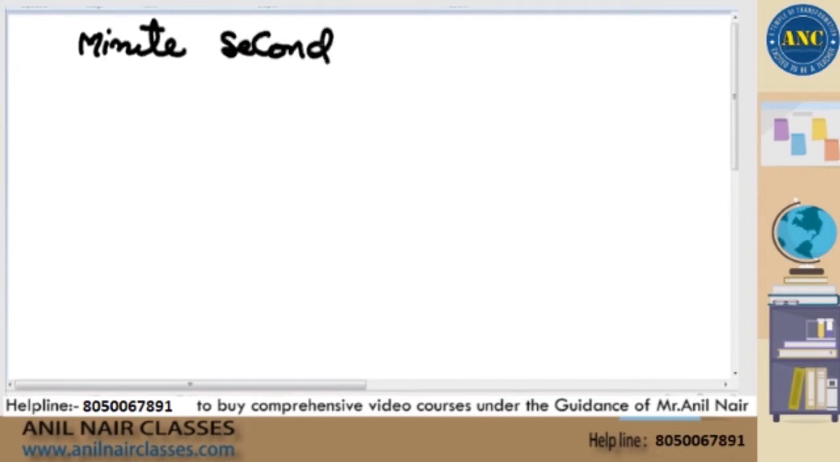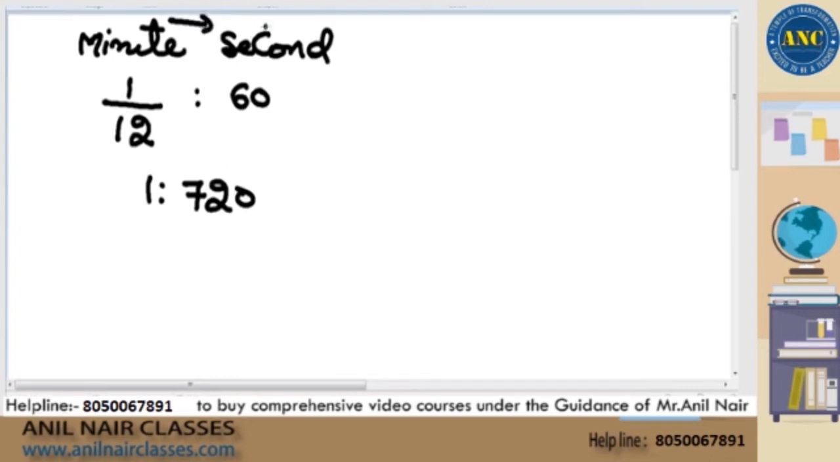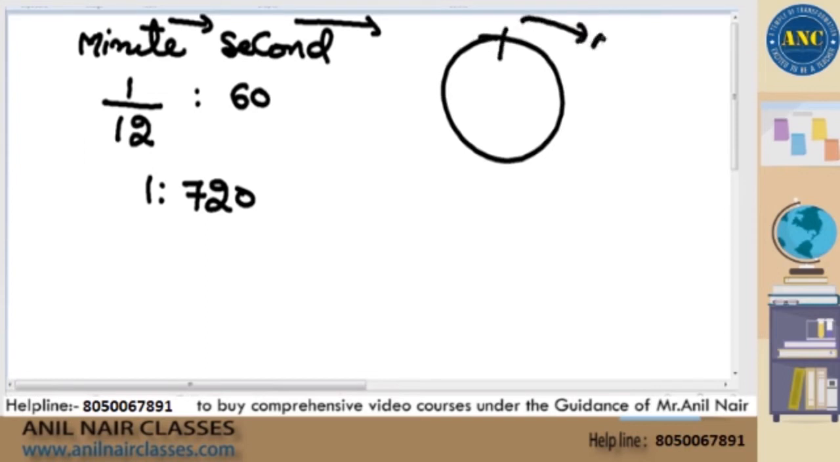What if it is minutes hand and seconds hand? Now see here, minutes hand speed is 1 by 12. For every 1 minute, the number of seconds is 60. 1 minute is 60 seconds. 1 is to 720. If there is a seconds hand in the watch, and it is not hour hand and minutes hand but minutes hand and seconds hand, it is 1 is to 720, both moving in the same direction.